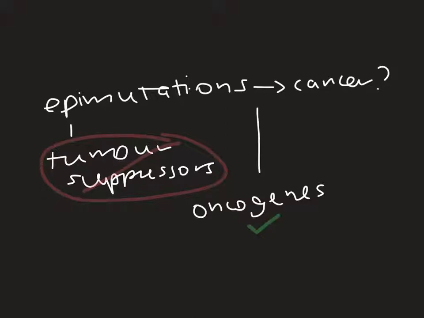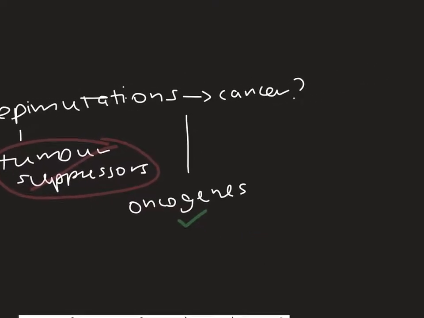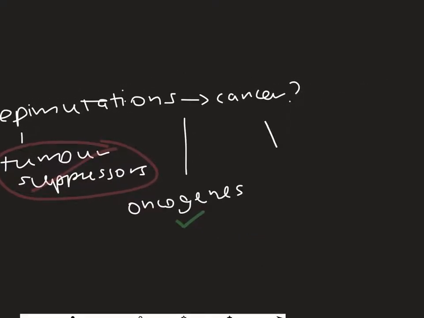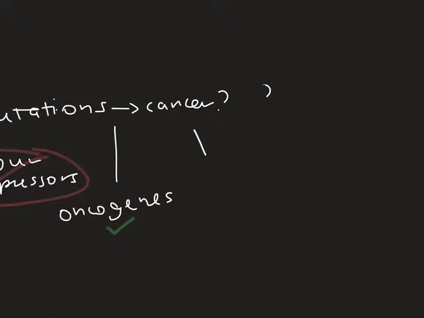Oncogenes are the mutated version of proto-oncogenes, which normally help cells grow. Oncogenes cause the uncontrollable growth of cells, which in many cases leads to cancer. A third possibility is that genes which code for epigenetic regulators, for example DNMT3A, become mutated.